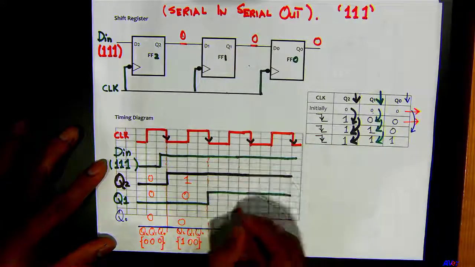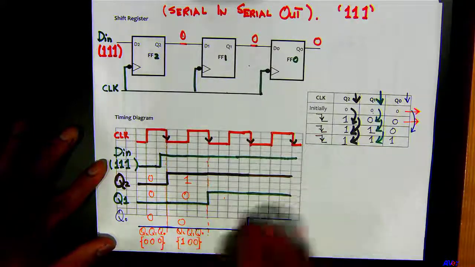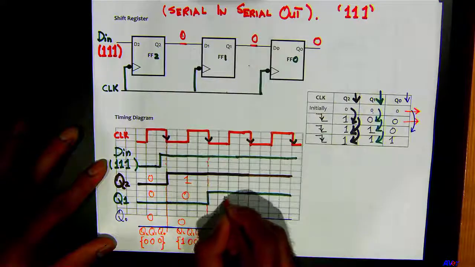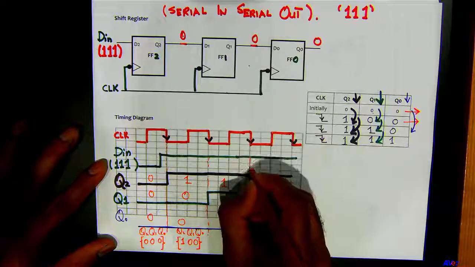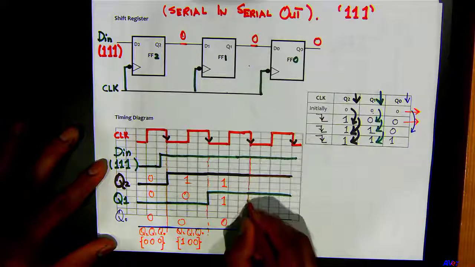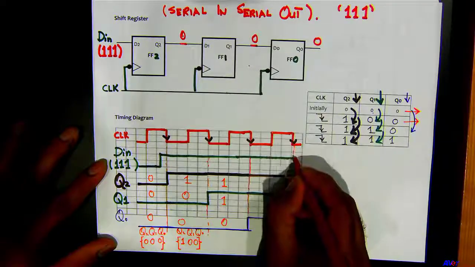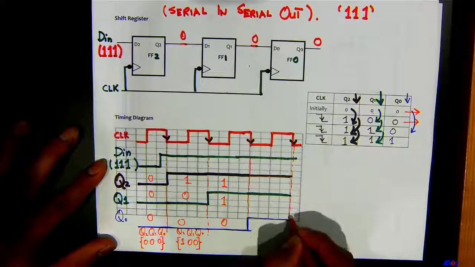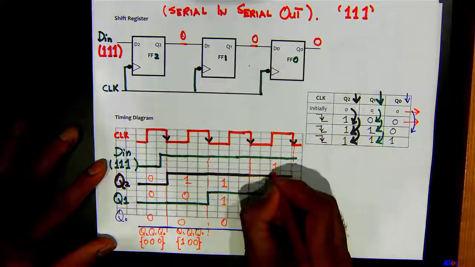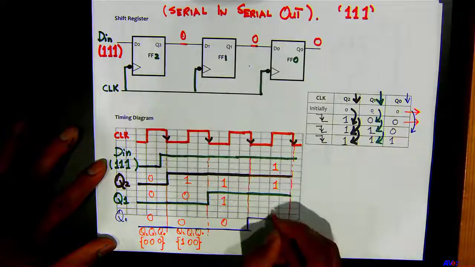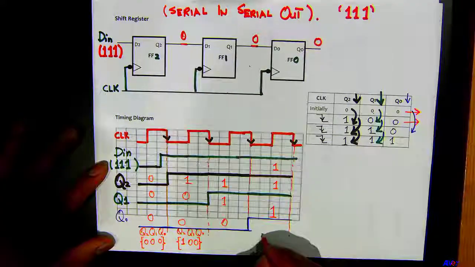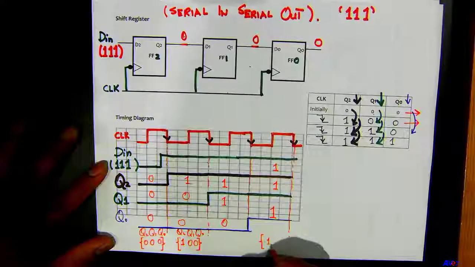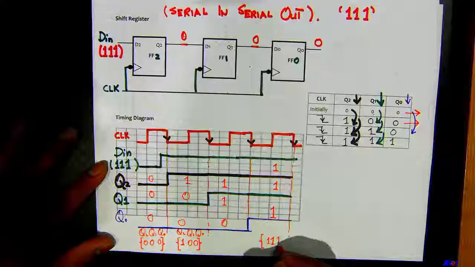And then this is 0, 1, 1. And then this is the last negative edge: 1, 1, and 1. So you get 1, 1, and 1.